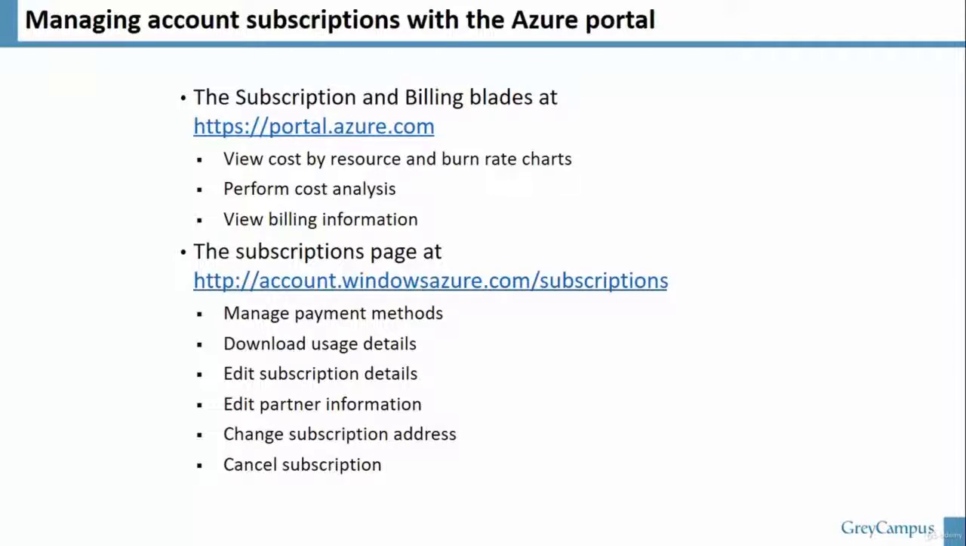account.windowsazure.com/subscription. In the portal, from the subscription page, you can also access options like download usage details, contact Microsoft support, edit subscription details, change subscription address, view partner information, and cancel your subscription. If you have an enterprise agreement with Microsoft, you can also manage Azure accounts and usage data for all the accounts in your organization by using the Azure Enterprise Portal.